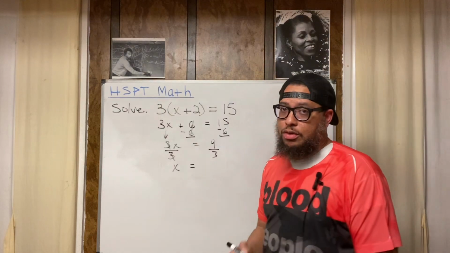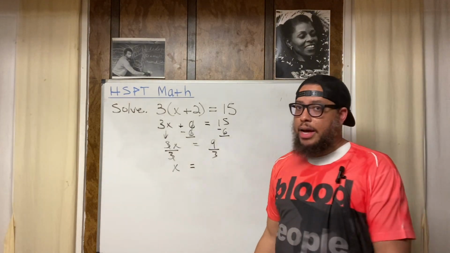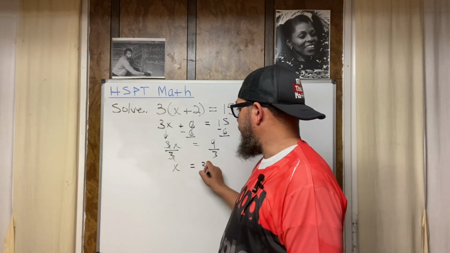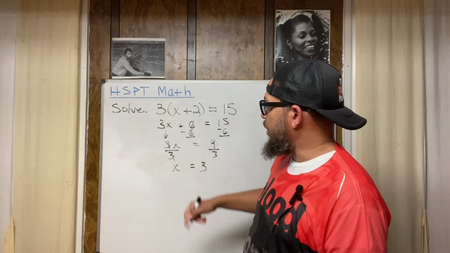Then over here, you got to know your division facts. What's 9 divided by 3? 9 divided by 3 is 3. So we got x is equal to 3, right? I think that's my solution.